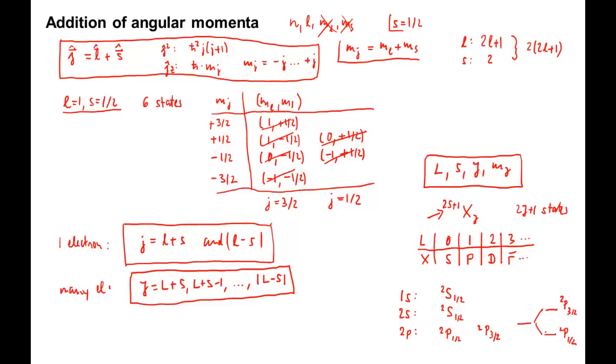In summary, due to spin-orbit coupling, we have to take the total angular momentum J into account. The possible values of J can be obtained from a general addition rule for angular momenta. And lastly, term symbols are used to designate these states.